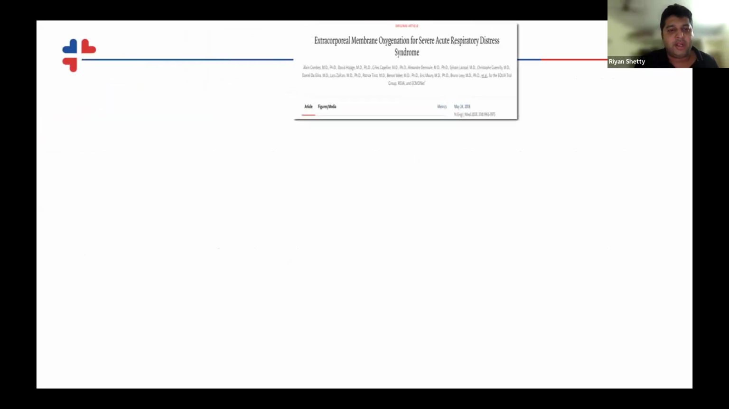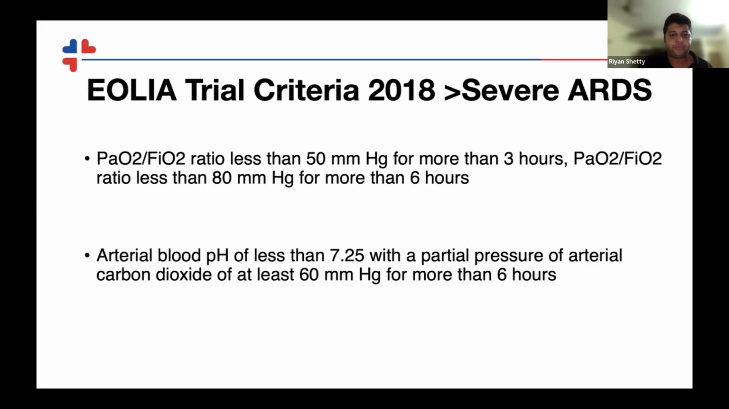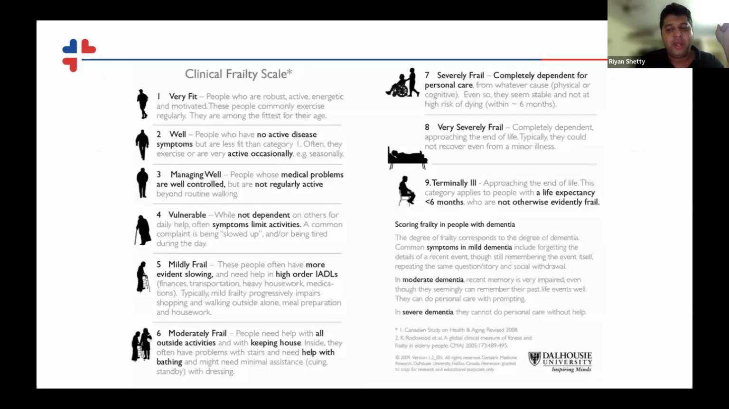In another trial called the EOLIA trial, they defined severe ARDS by a PaO2 to FiO2 ratio of less than 50 millimeters of mercury for 3 hours or less than 80 for more than 6 hours as an oxygenation criterion. As a hypercapnia criterion, they used arterial blood pH of less than 7.25 or partial pressure of arterial carbon dioxide of at least 60 for more than 6 hours. This is a group from Paris, used in a trial in 2020-21. I'm just mentioning these as adjuvant guides to help you.